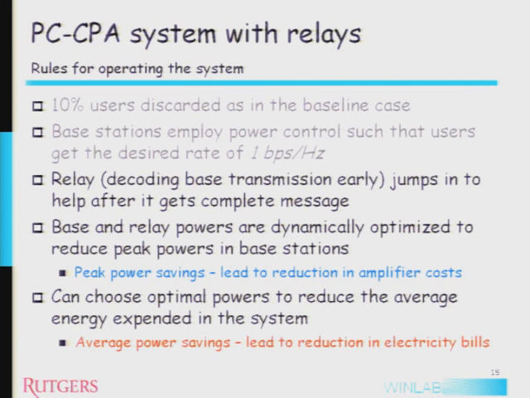Okay, and so basically, when the base and the relay power dynamically operates to reduce the peak power of the base station, it leads to peak power savings. Basically, the practical implication is a reduction in the amplifier costs, the power amplifier costs. And we can also choose optimal powers to reduce the average energy expended in the system. So this leads to a reduction in electricity bills, which the carrier pays.